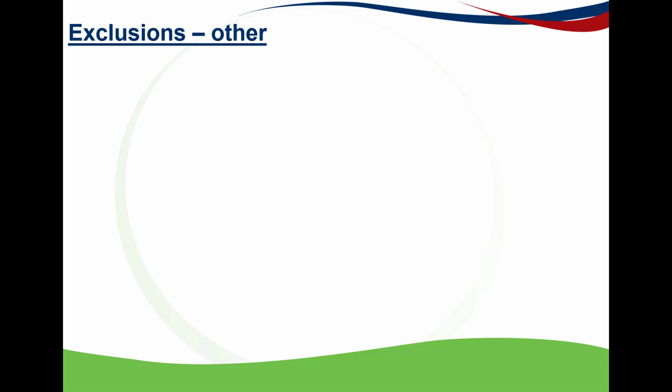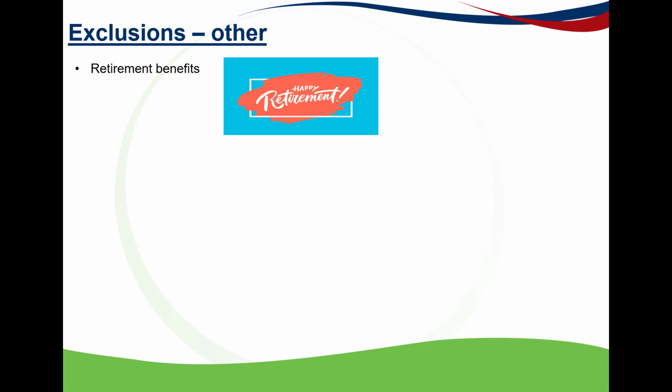Any capital gain or capital loss resulting from the following should be disregarded by a natural person or a special trust, and that is retirement benefits. So where you have a capital gain or a capital loss resulting from retirement benefits, that needs to be excluded or disregarded. And any capital gain or loss from a long-term insurance should also be disregarded.